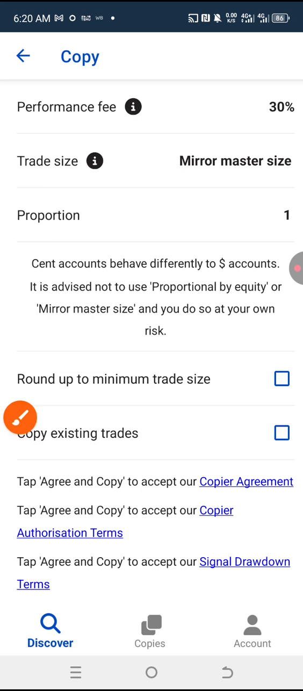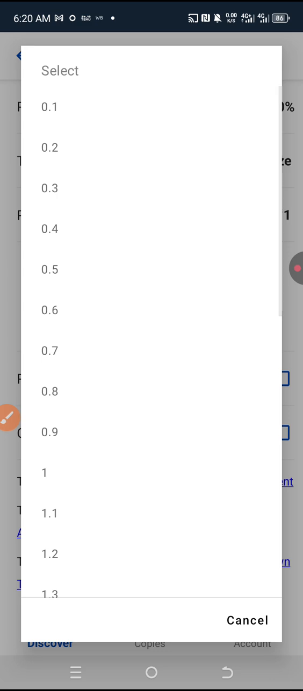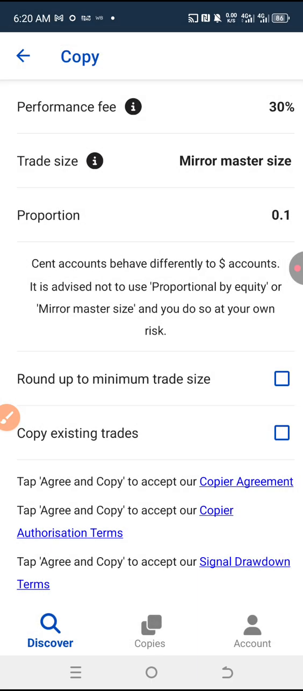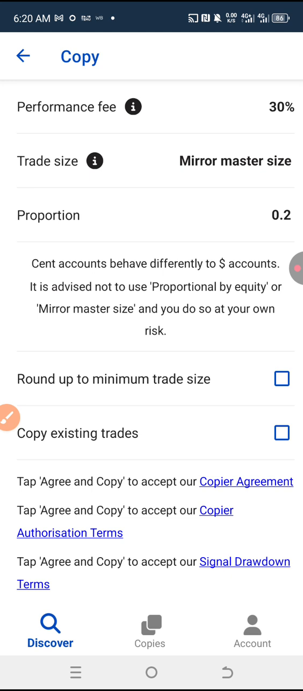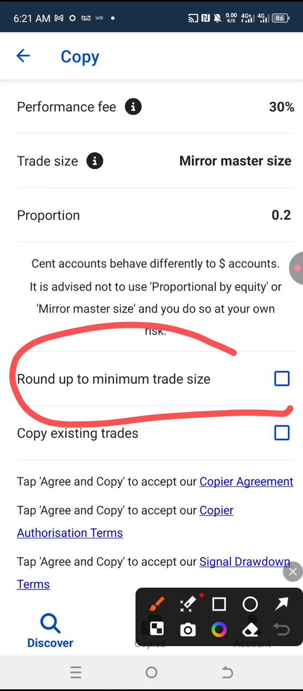So we are adjusting the proportion now to 0.2 because this is a $10,000 account. So 0.2, and this is a safe account. Now, this is a low risk, so you can make it 0.4 on a high risk. So then the next thing here is round up to minimum trade size.